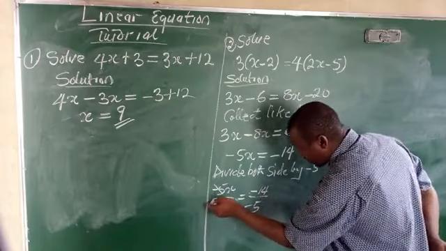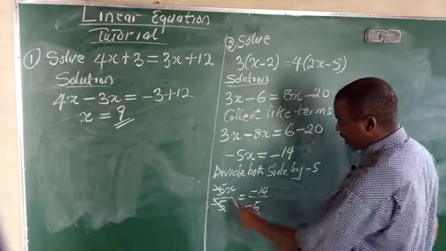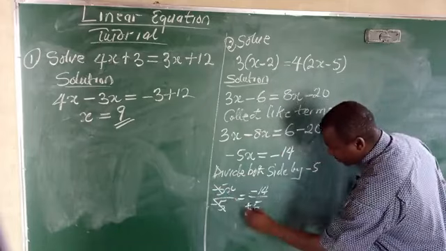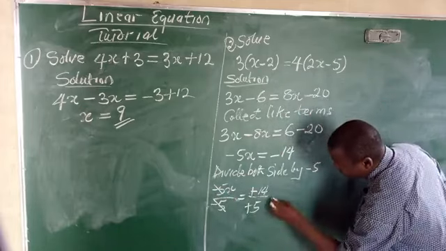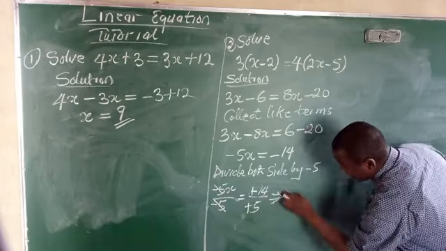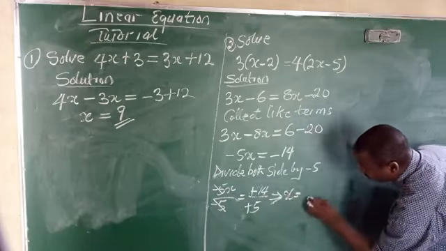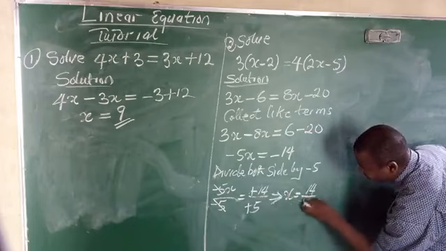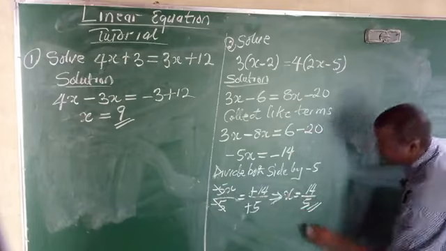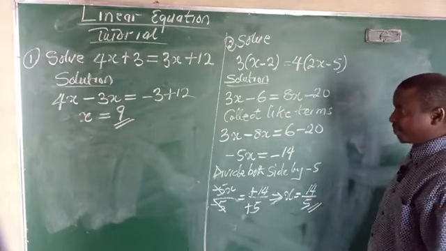This minus 5 cancels this minus 5. We are left with x. This minus cancels this minus. We are left, therefore, with x equal to 14 over 5. The answer.